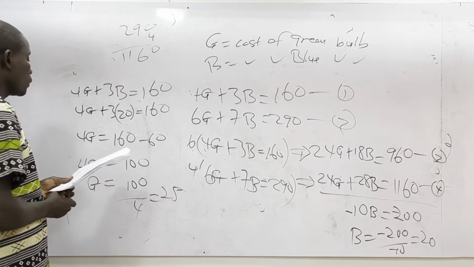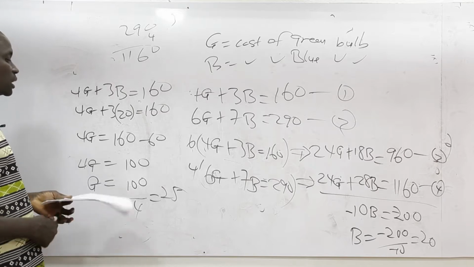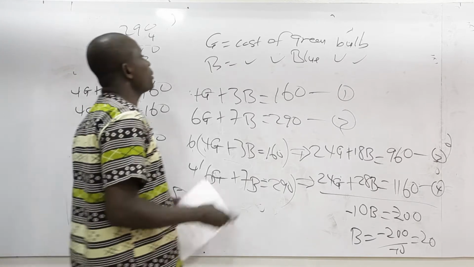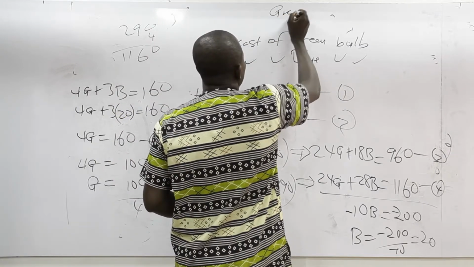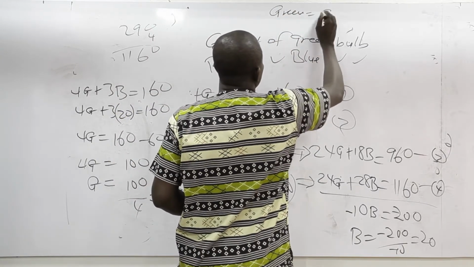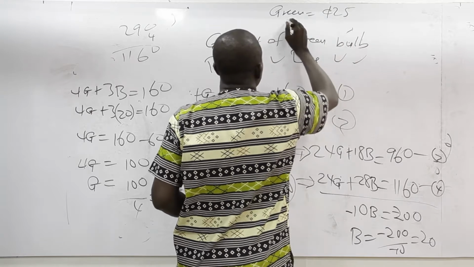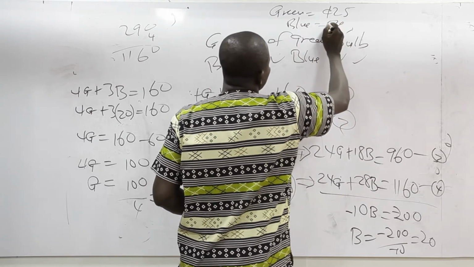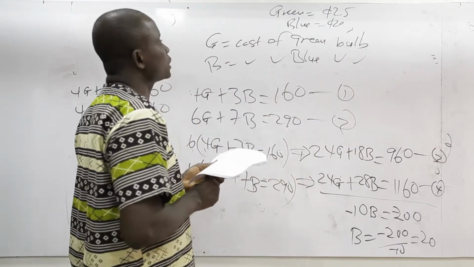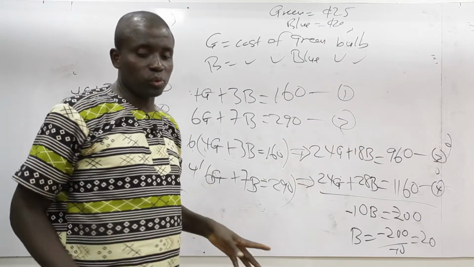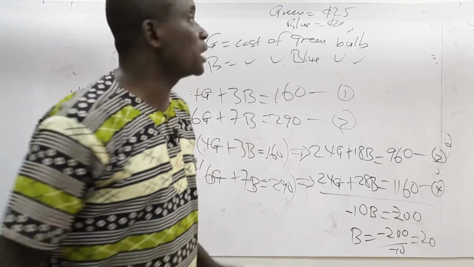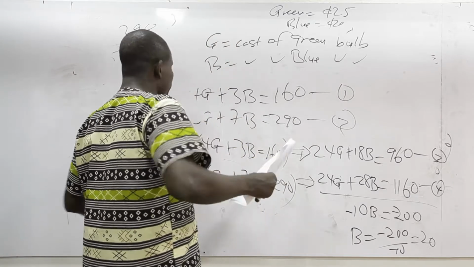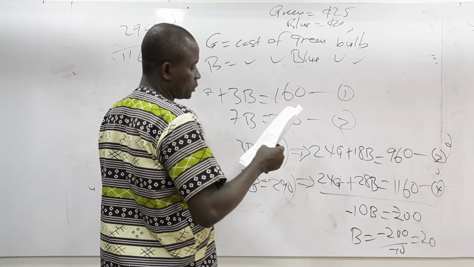So now, which of them is more expensive? Green is 25 and blue is 20. I'm repeating. Green is equal to 25 cedis and the blue is equal to 20 cedis. So you see that the green is more expensive than the blue. So until you finish solving the problem, you cannot know which of them is more expensive. Exactly.